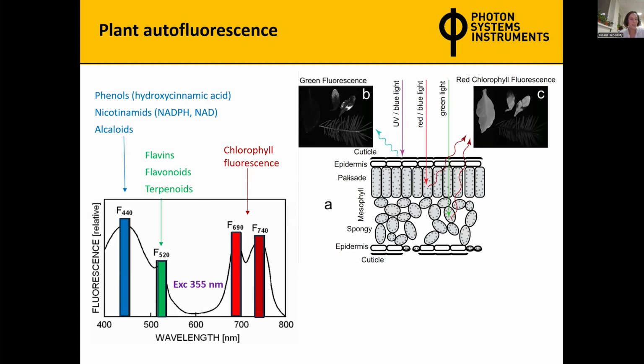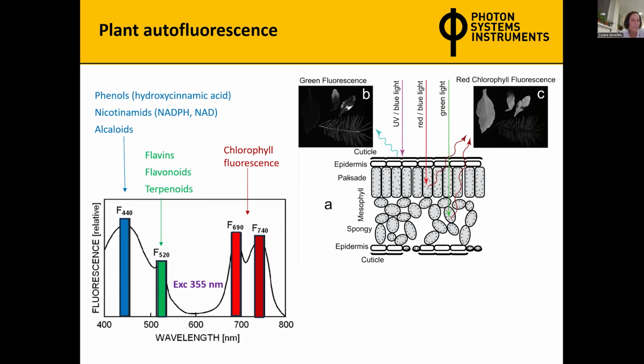And as I already mentioned, the shape of the spectrum can vary. So you can have a lower blue fluorescence and high chlorophyll fluorescence. This happens especially in young plants. They have chlorophyll, they are not stressed.